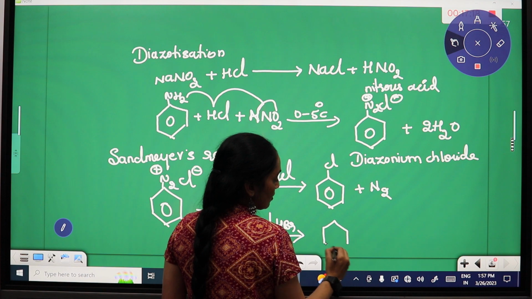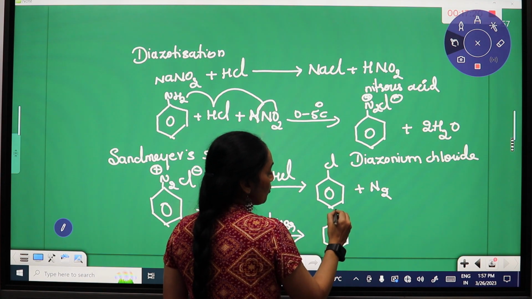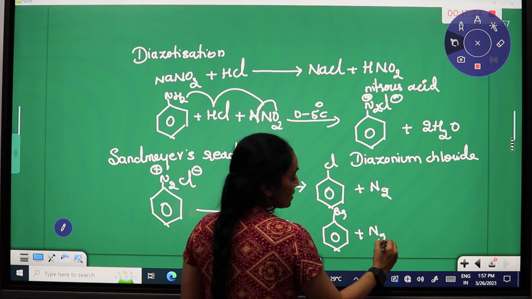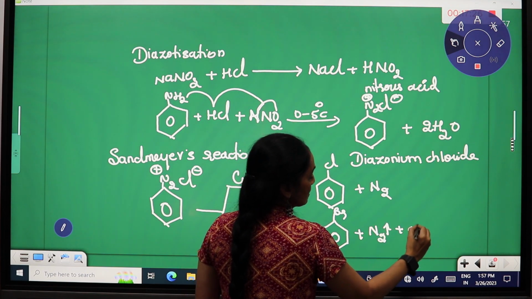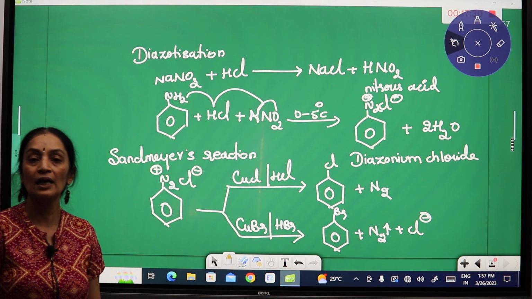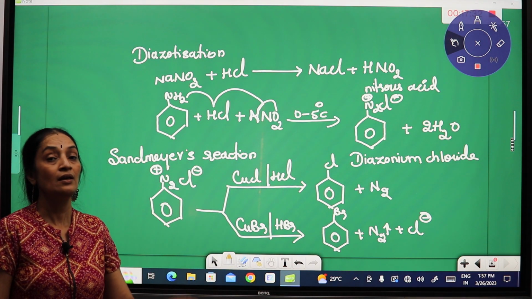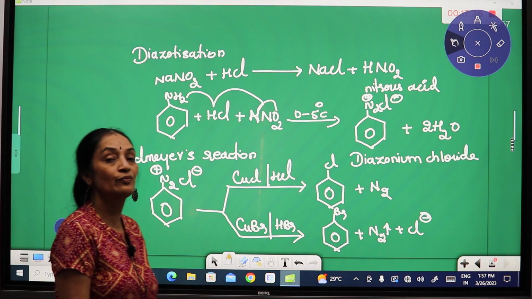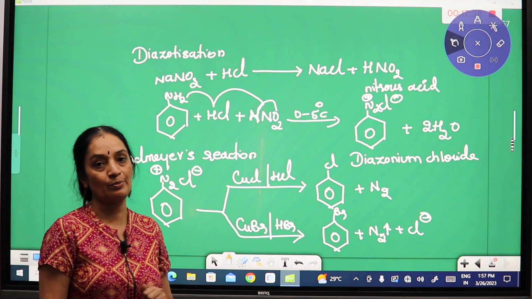and then bromobenzene, liberating nitrogen gas as well as Cl minus. So, this is one of the methods where we prepare haloarenes, right. We touched the introduction part and the preparations. Let me now go with the chemical properties.